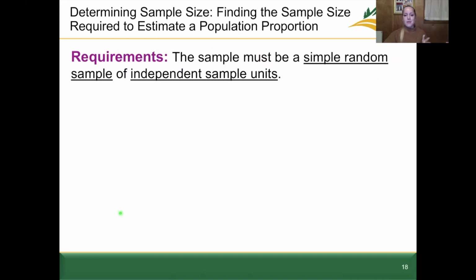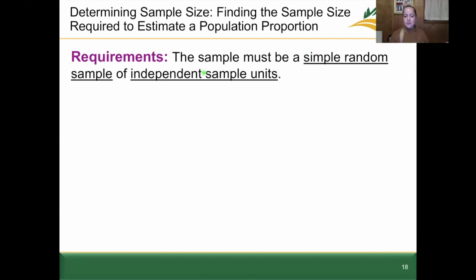Next, let's talk about the requirements for doing this. The sample must be a simple random sample of independent sample units. These are pretty standard requirements. We want to definitely take our data in a random fashion. We don't want to be biased. We also want independent sample units such that one sample unit does not impact another sample unit.